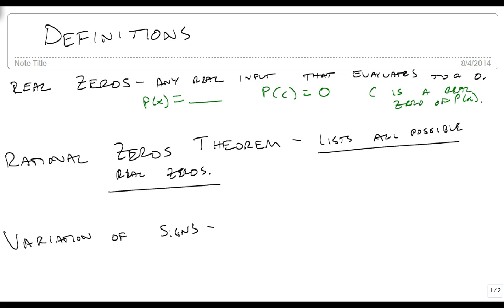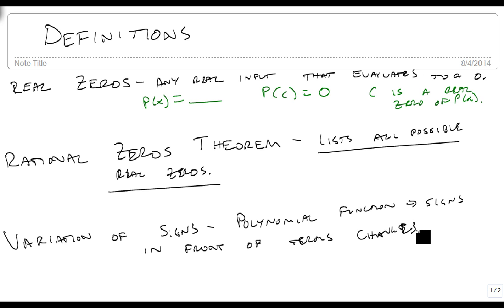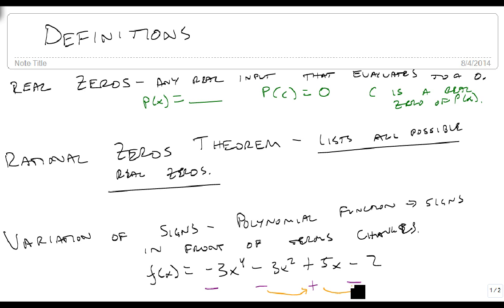Up next is the variation of signs, and the idea here is that if we have a polynomial function, we look at how the signs in front of the terms change. That's the variation of signs. So for instance, f of x equals minus 3x to the fourth minus 3x squared plus 5x minus 2. We go from a negative to a negative to a positive to a negative. And the variation of sign says we have two variances. It changes here and it changes here. So anytime we go from positive to negative or negative to positive, we have a variation of sign. Notice that we're skipping the x cubed term. All we care about are the actual terms that are found in a given problem. That's all you need to look at.